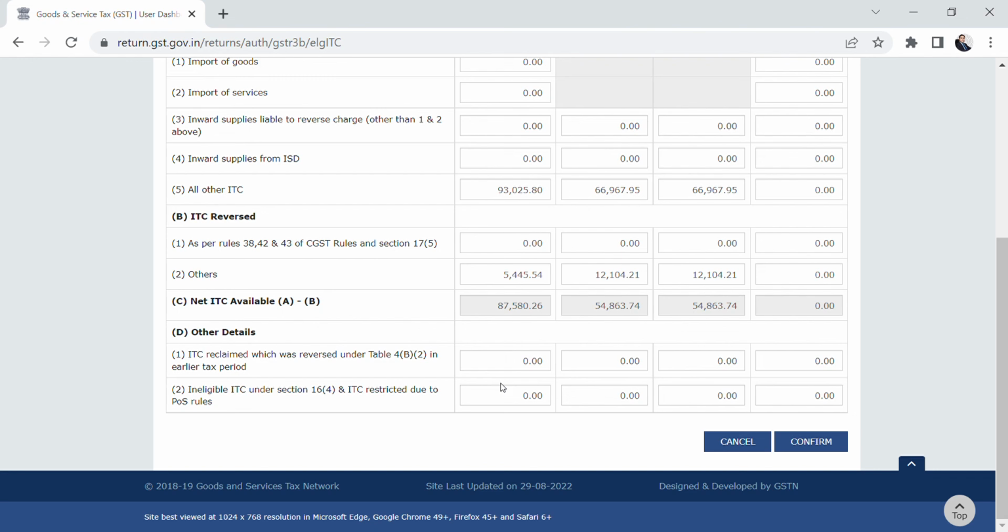The conclusion of the whole discussion is that you should reconcile your ITC, whatever ITC you are taking in your return, along with your books of accounts, vis-a-vis reconciliation with GSTR-2B.